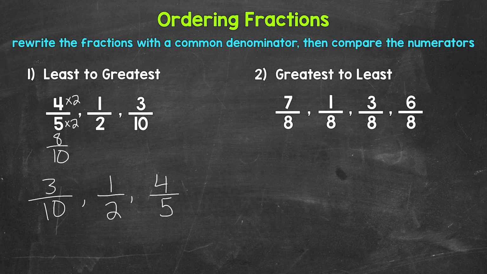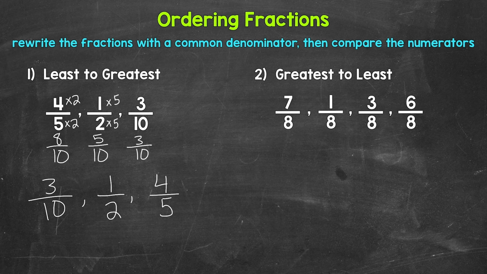Now let's rename 1/2. So we need that denominator of 10. 2 times 5 gives us 10. Whatever we do to the denominator, we must do to the numerator. 1 times 5 gives us a numerator of 5. And then 3/10 already has a denominator of 10, so we can leave that as is.